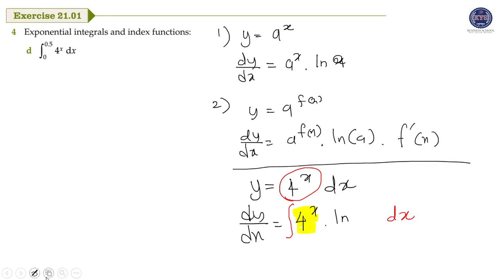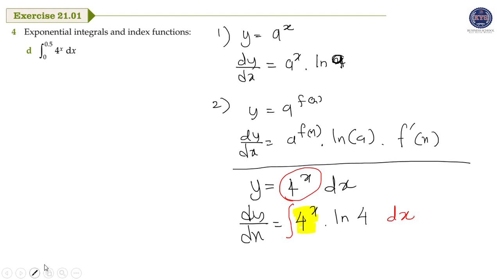Ni ln 4, ni ln 4 constant. Sebab ni ln a base, you punya base. Okay, so we know that y equal to 4^x, tapi bila kita differentiate dapat 4^x times ln 4. So bila kita integrate 4^x ln 4, ni constant. Remember, constant kita boleh letak di luar.